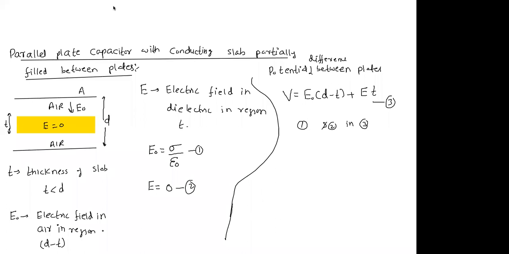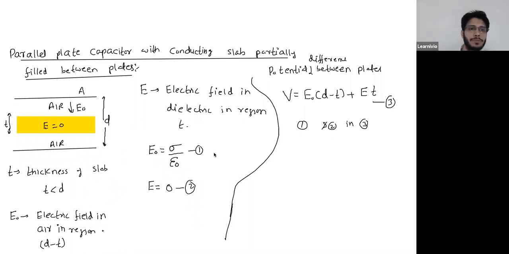No, Fatma, only E will be zero. There is still some electric field in air, which is in the region D minus T. Sir, E zero and E is same? No. E zero is the field within air, so E zero is sigma by epsilon. But E is the electric field inside the conductor, which is zero. So they are different. Here this E naught is sigma by epsilon naught, and E is 0. Only the electric field inside the conductor is 0, not the total field.